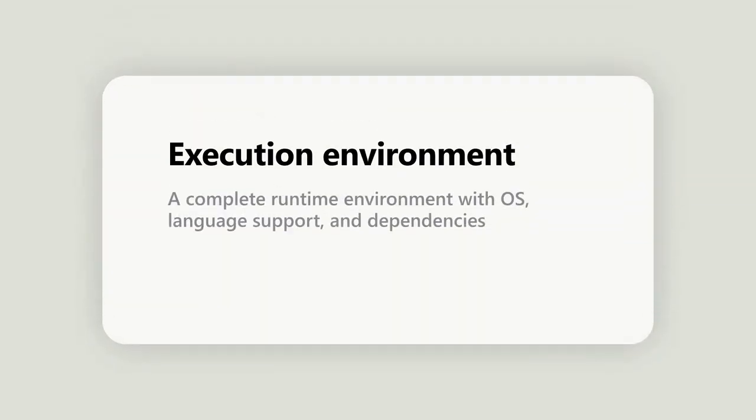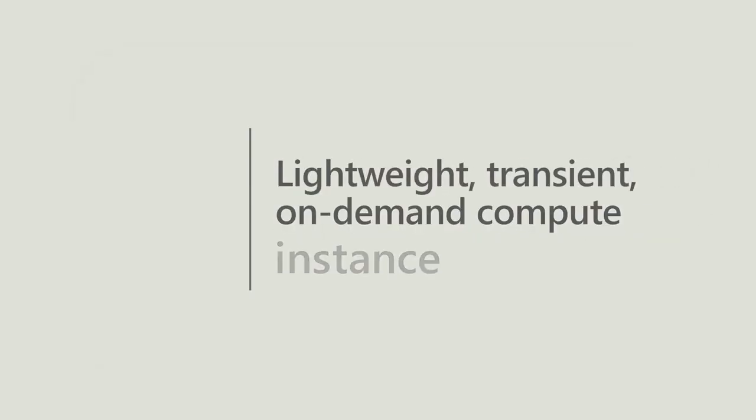This environment contains everything needed to run your function, including an operating system, language runtime, for example, Node.js or Python, and any dependencies or libraries your code needs. This execution environment is a lightweight, temporary compute instance created on demand. When a configured event trigger occurs, like an HTTP request or file upload, the provider plucks one of these pre-configured environments from a pool and loads your code into it for execution.